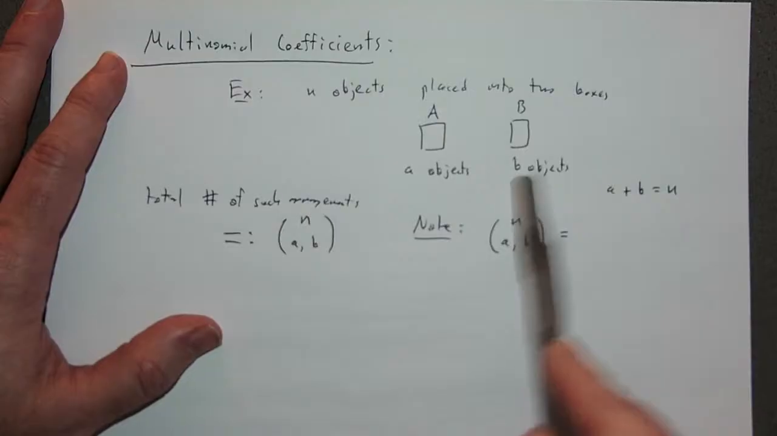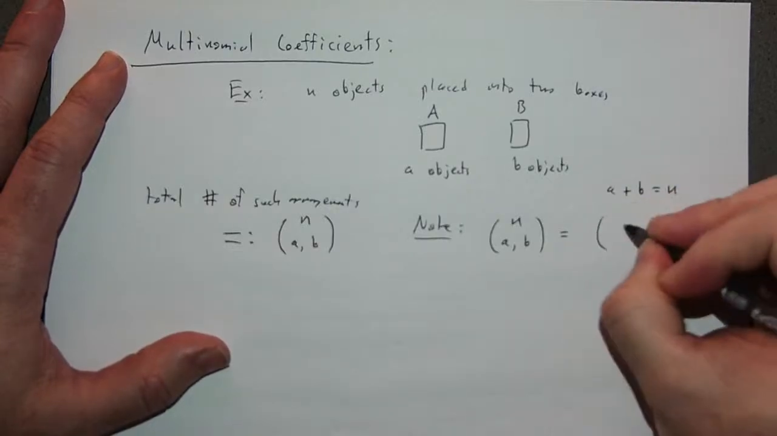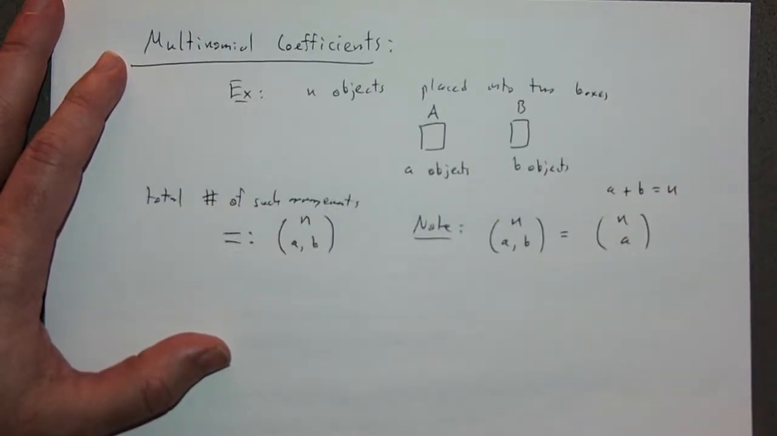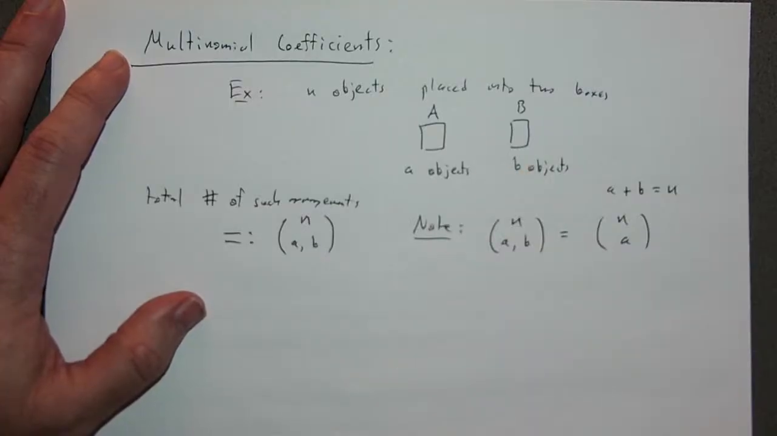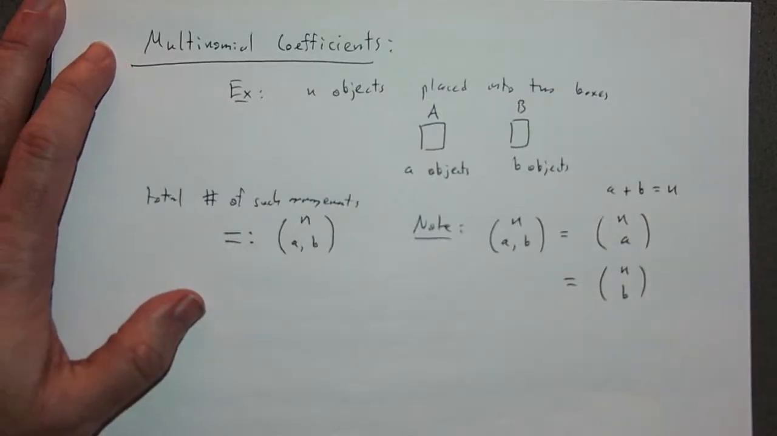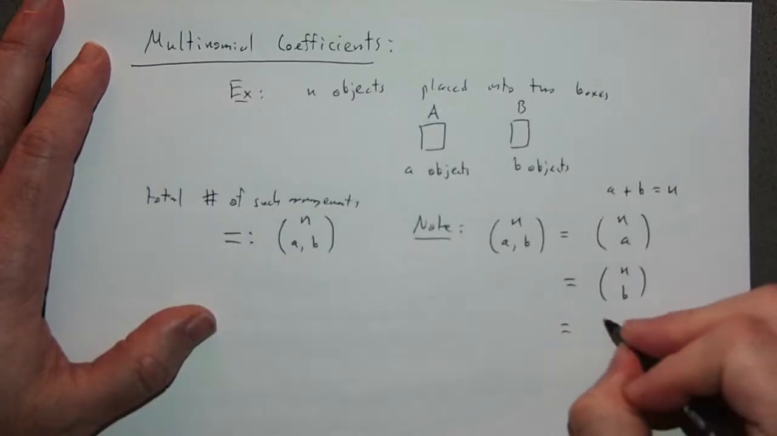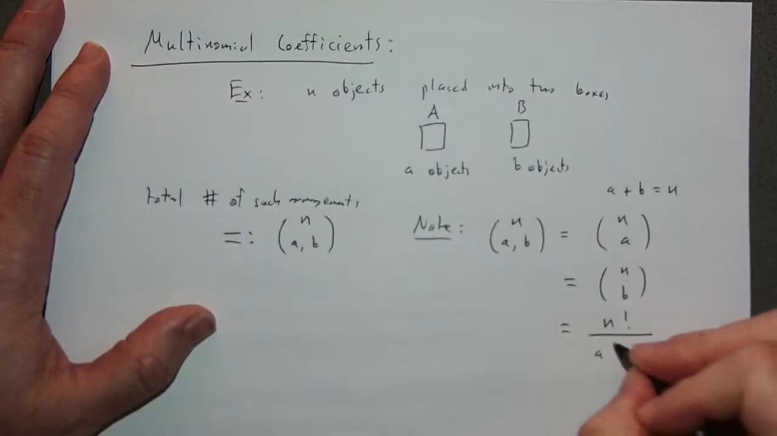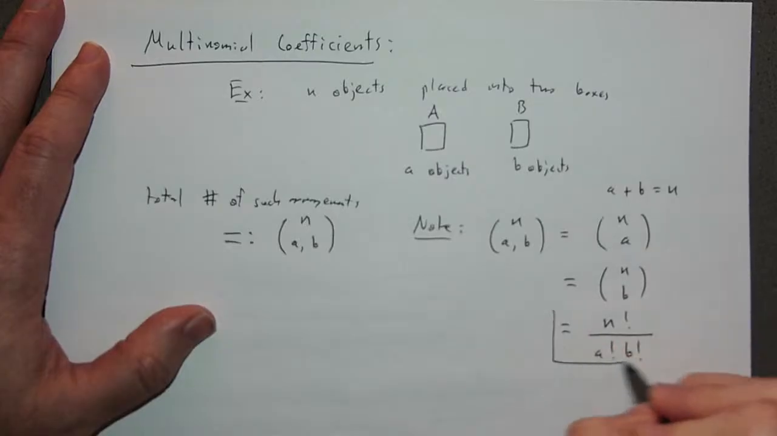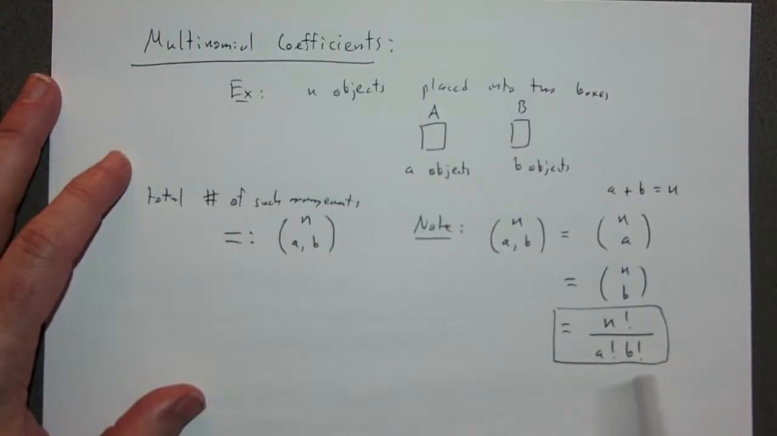So actually I can compute this with a single binomial coefficient. Notice that this is just n choose A. But also, this is n choose B. In fact, in both cases, this is n factorial divided by a factorial times b factorial. Sorry, I think I said times there when I was writing it out, n factorial divided by a factorial times b factorial.